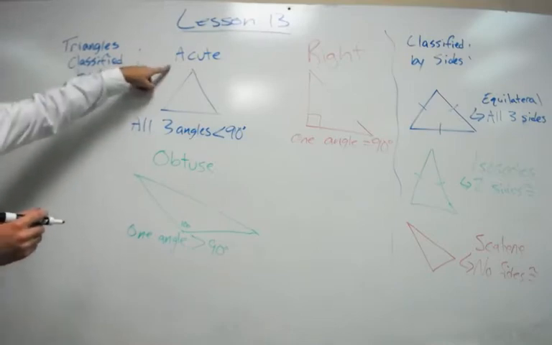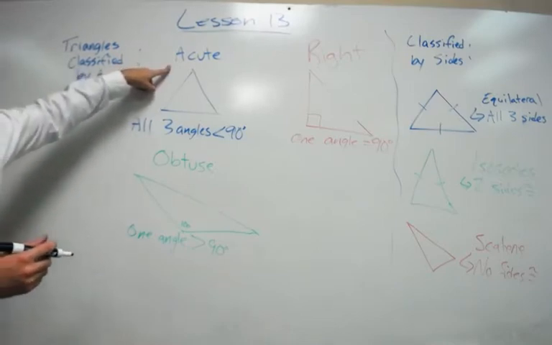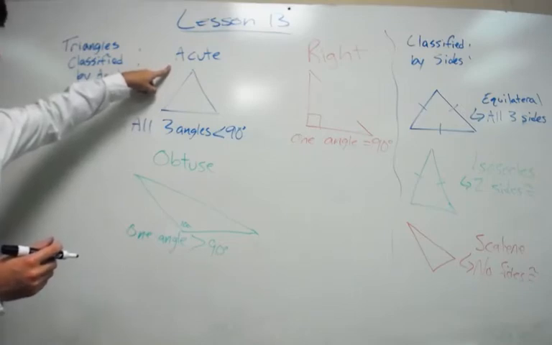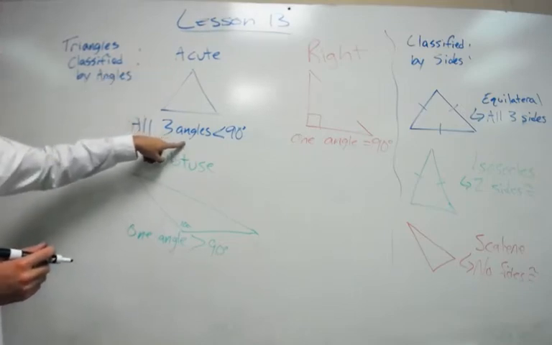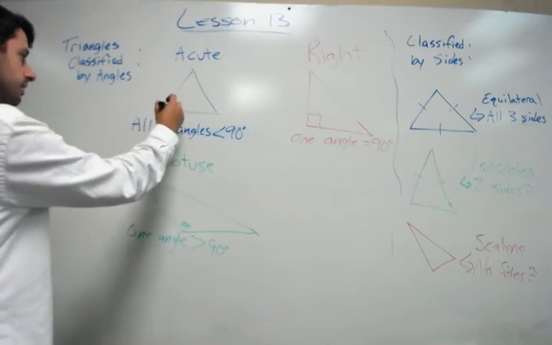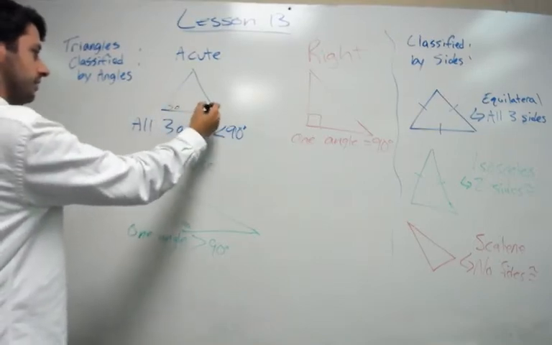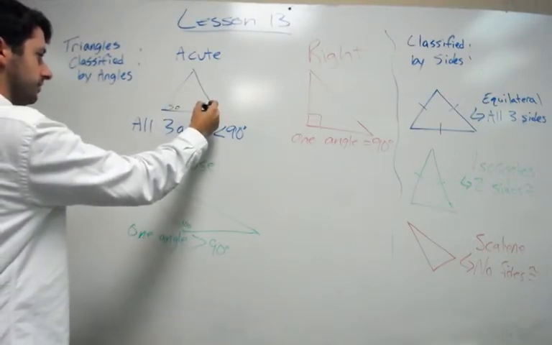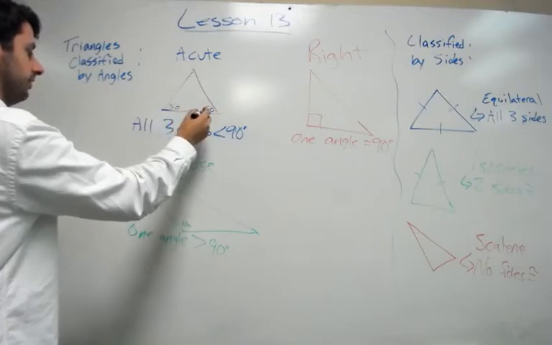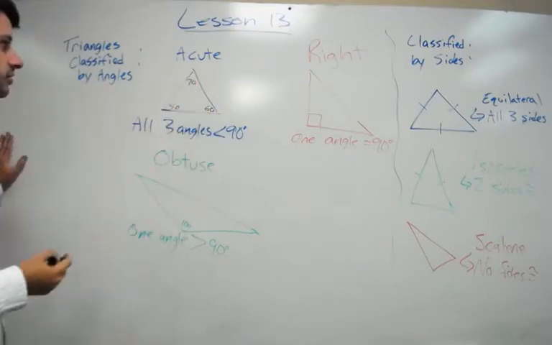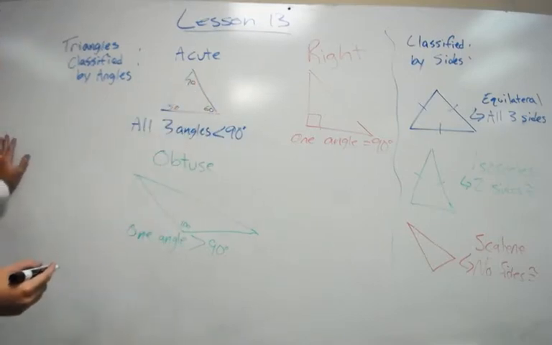First one is an acute triangle. An acute triangle, its definition, all three angles are less than 90. So this may be 50, this may be, I don't know, 60, 70. But all the angles are less than 90 degrees.